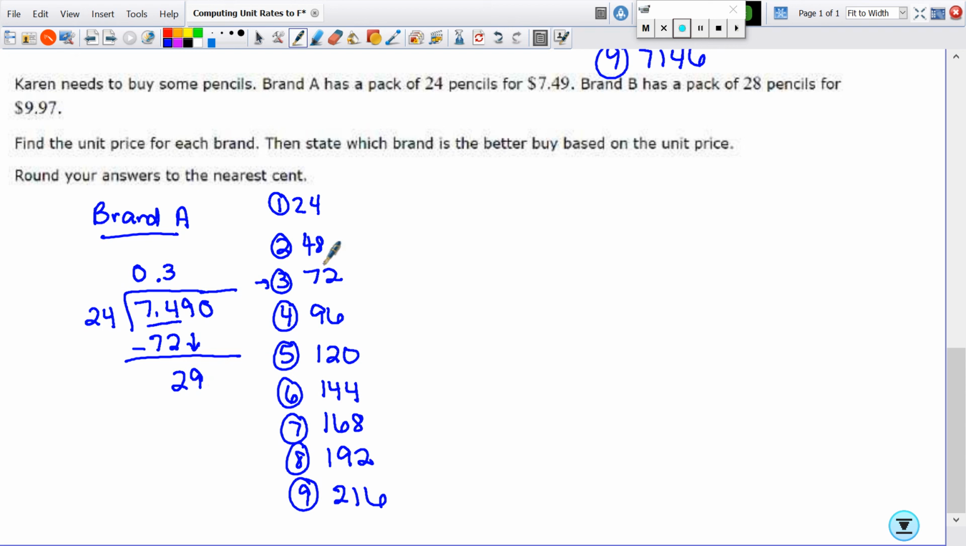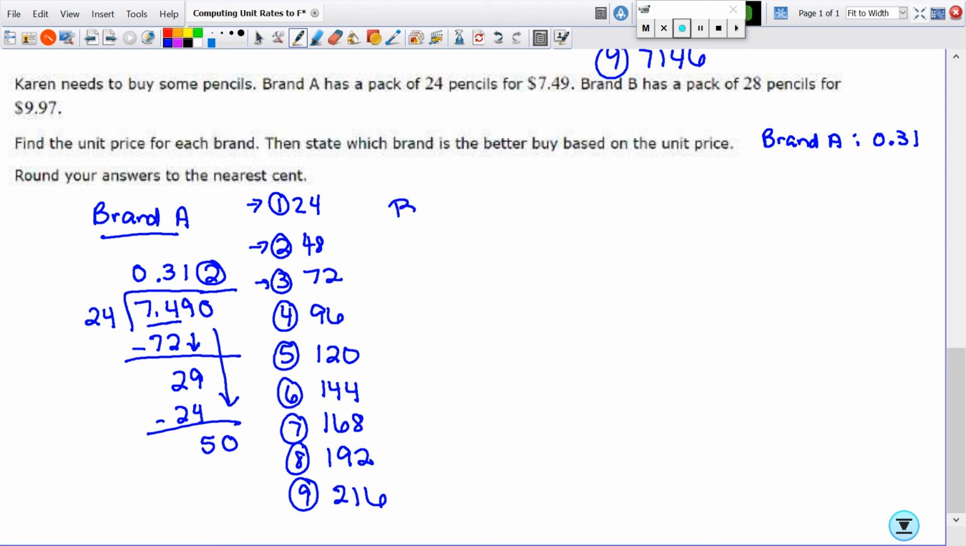Bring down the 9. So I'm looking for 29. So it's going to be this one, 1 and 24. Subtract 29, take away 24 is 5. Bring down the 0, 50. So the closest one is 2. And I don't need to go any further. Now, because that circled number is smaller than a 5, I'm not going to add 1 to 31 cents. I'm just going to leave it 31 cents. So brand A is 31 cents per pencil.